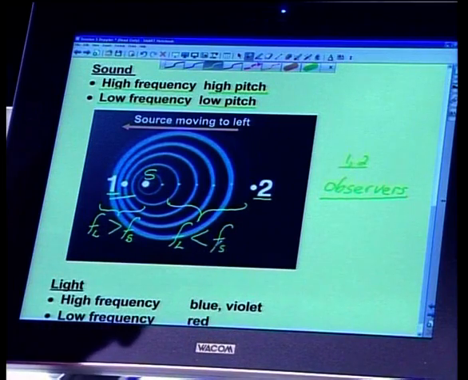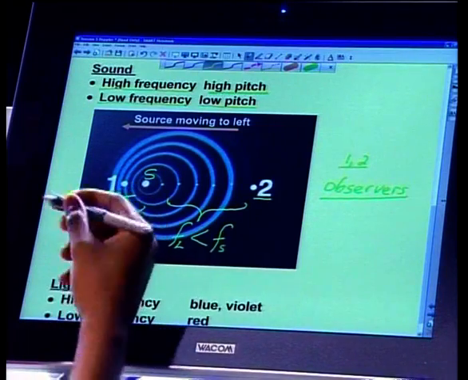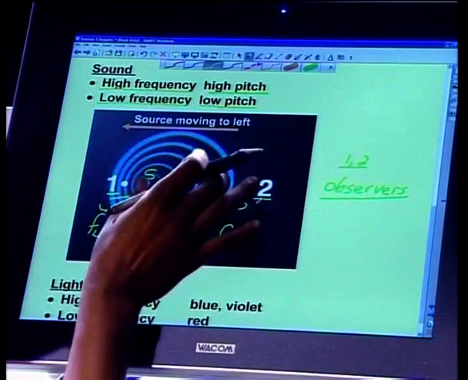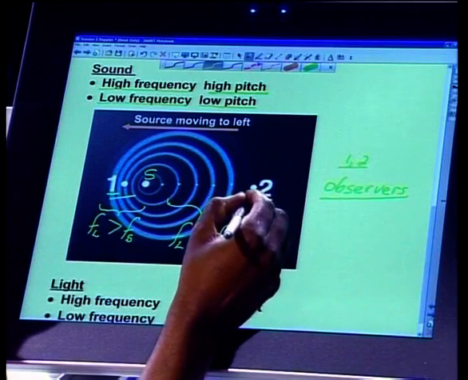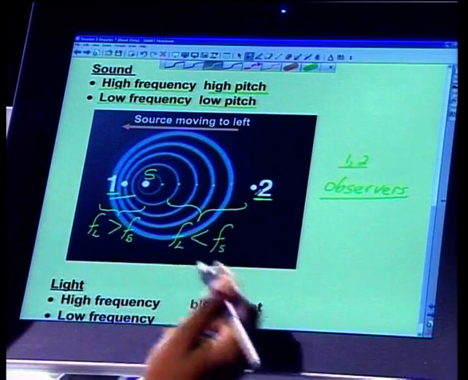So that is very important for you to understand. We're looking at a source moving towards the observer, which is the section here of the source moving towards 1. We also have a situation where the source is moving away from the observer, which in this case is represented by the right-hand side of our source, where the observer is observer number 2 here. So we have 2 situations there.